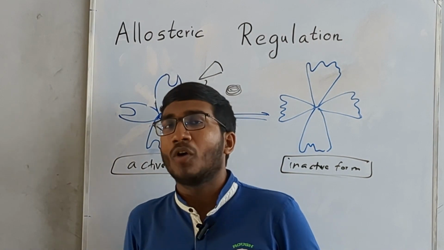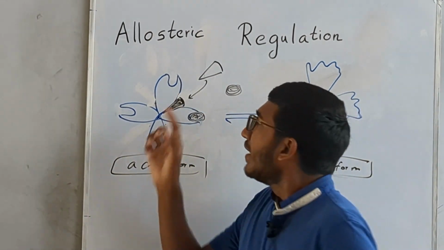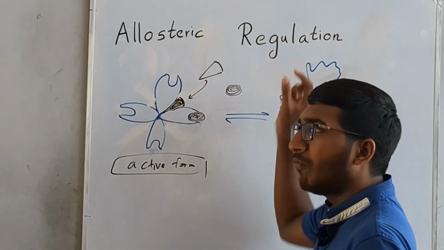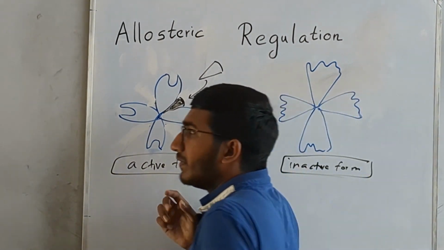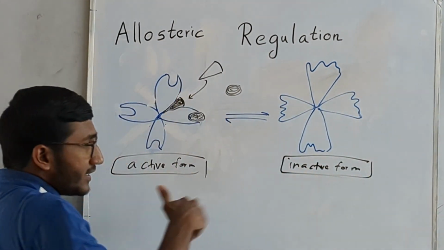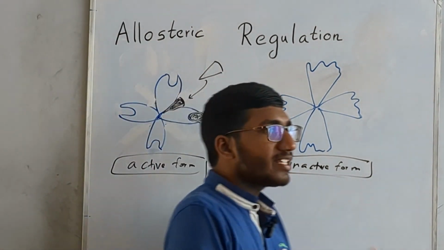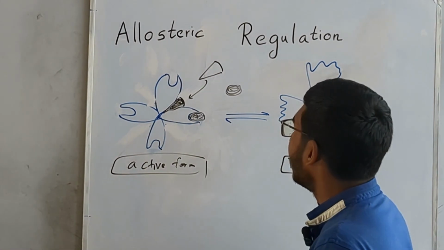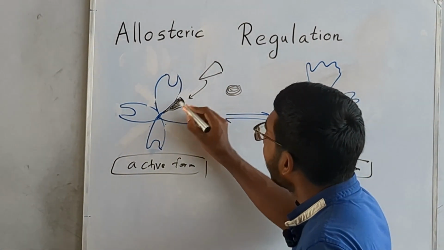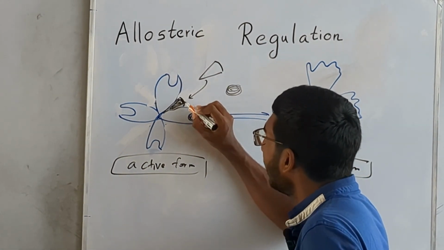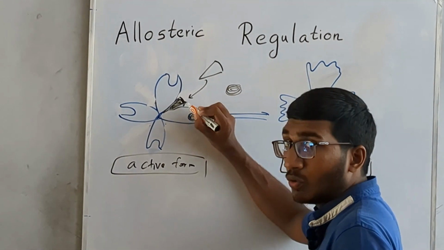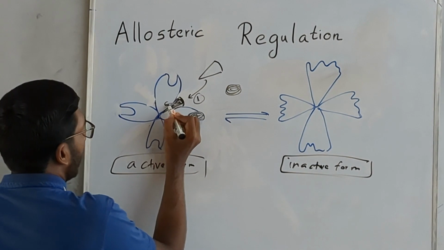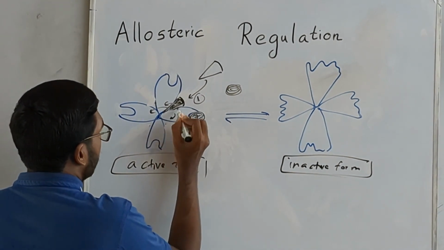Now the speciality of this allosteric regulation is when an allosteric activator or inhibitor binds to one allosteric site, this regulatory signal will pass along onto all its subunits. Then let's consider this example. Allosteric regulatory molecule binds to one allosteric site, then it passes signals to all the subunits.